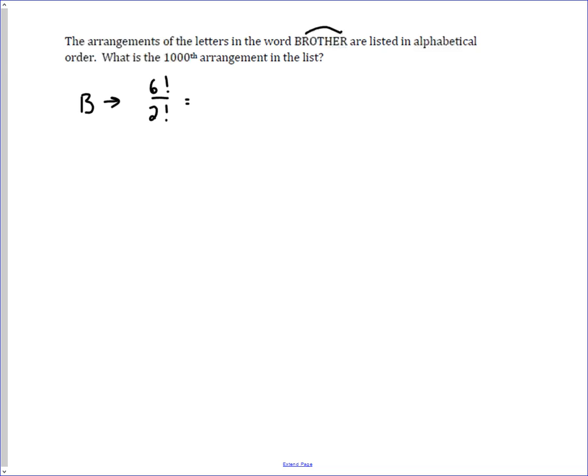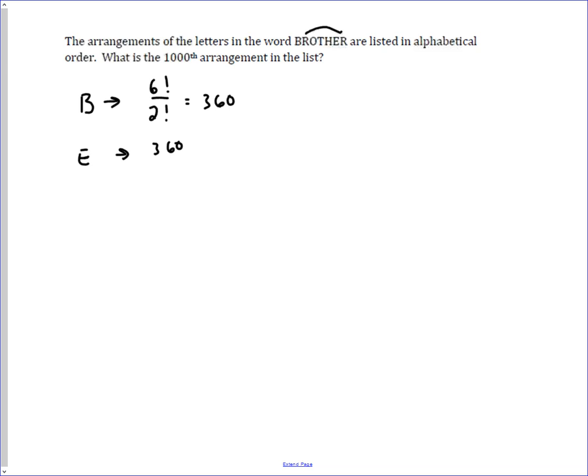And so that turns out to be 360. That wasn't too bad. We're trying to get to 1,000. We know it doesn't start with B, so we go to the next letter in line, which is E. It's going to be the exact same calculation, so we can just say 360. Now we're up to 720.